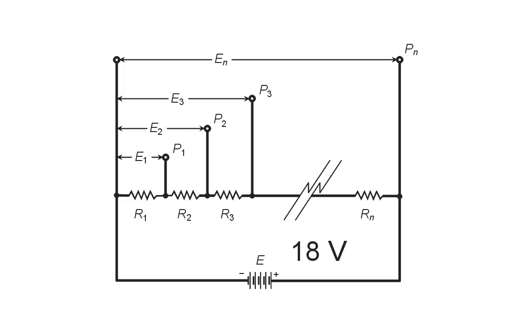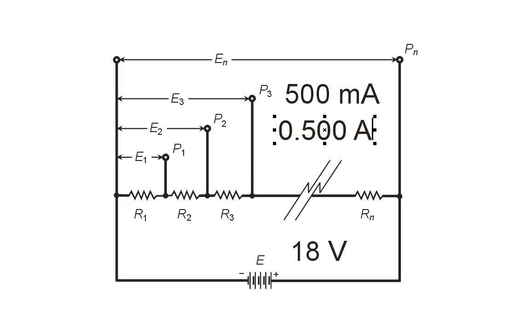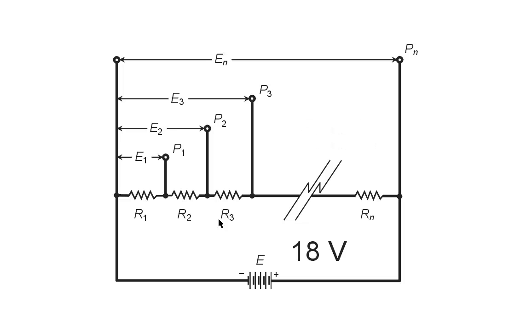We are also told that this entire network is supposed to draw 500 milliamperes of current. Well, 500 milliamperes, as you may be able to figure out, is 0.500 amperes, or exactly a half an amp. So if we use Ohm's law, we can figure out what the total resistance here should be. The total resistance R should equal E divided by I. That's going to be 18 divided by 0.500, which is simply 18 times 2, or 36 ohms for the entire combination of resistors in series.